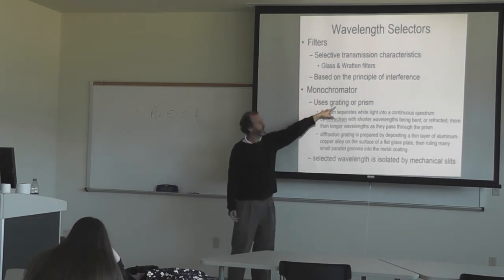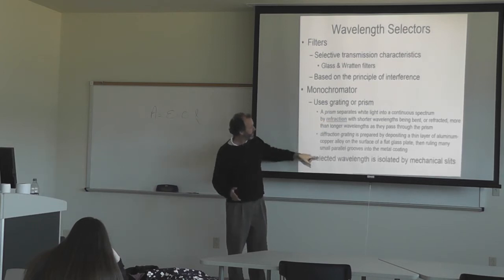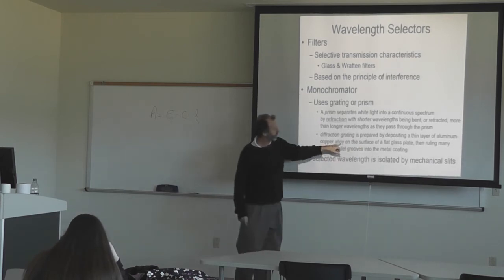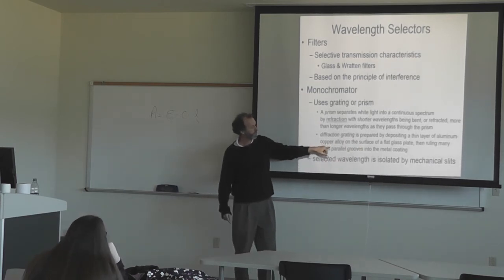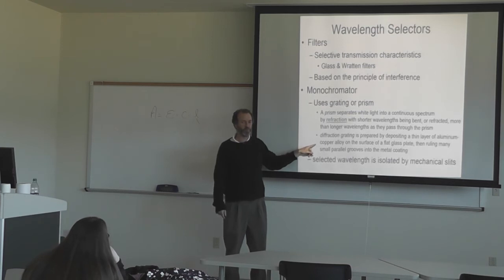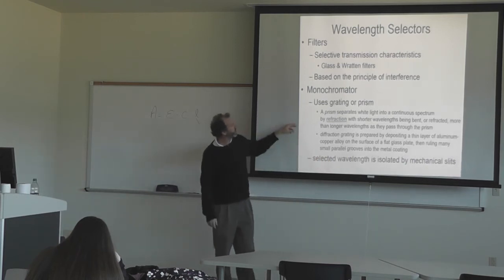Monochromators are going to use a grating system or a prism. Prisms separate white light into a continuous spectrum, whereas a diffraction grating is prepared by depositing a thin layer of aluminum-copper alloy on the surface of a flat glass plate, and then ruling many small parallel grooves into the metal coating. And this is probably more common. It's a similar setup to the little holograms you see on your cards and stuff. Selected wavelengths are then isolated by mechanical slits.